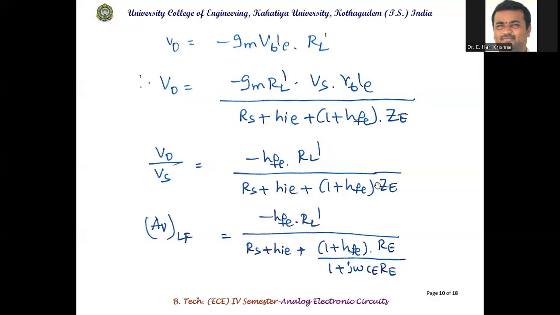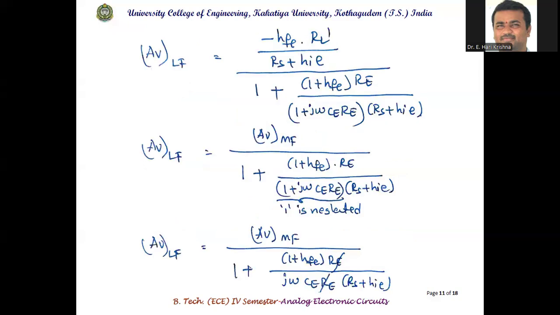So we have simplified the ZE equation already, we are substituting the same here. It is RE by 1 plus j omega CE RE. So the mid-frequency voltage gain should be there in the numerator. So we are taking common minus HFE RL' by Rs plus HIE. So we are taking common from the denominator part Rs plus HIE. So the leftover component is 1 plus HFE into RE by 1 plus j omega CE RE into Rs plus HIE. This component is the mid-frequency voltage gain. So we are taking here the mid-frequency voltage gain. The leftover component is written here.